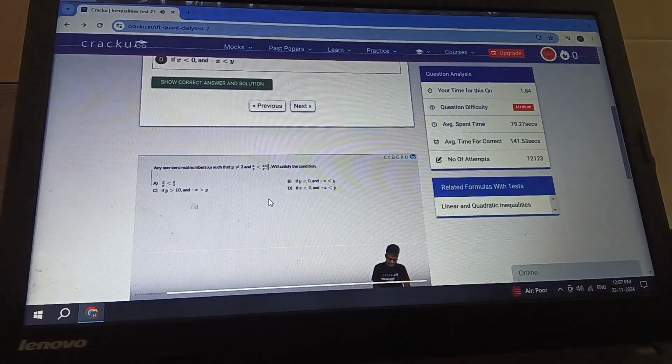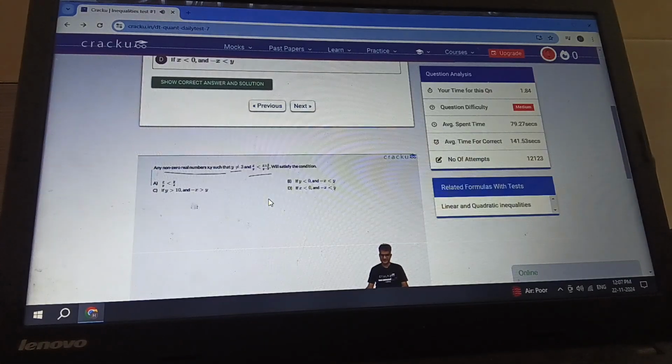In this question, we are asked to calculate any non-zero numbers x and y such that y is not equal to 3 and x by y is less than x plus 3 divided by y minus 3. We are required to calculate what condition is satisfied if this is the case. In this kind of question, we don't cross multiply.